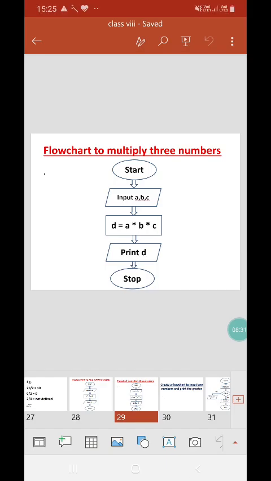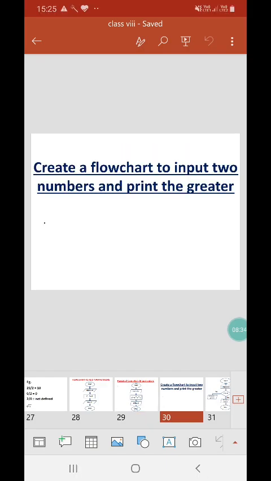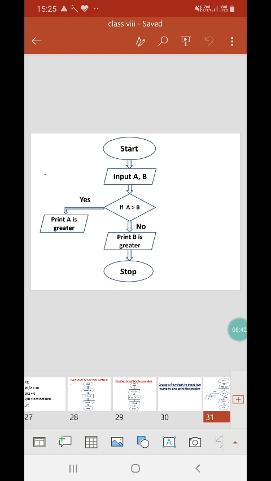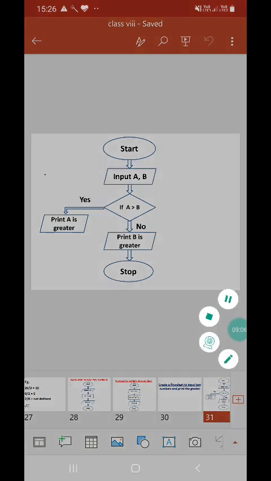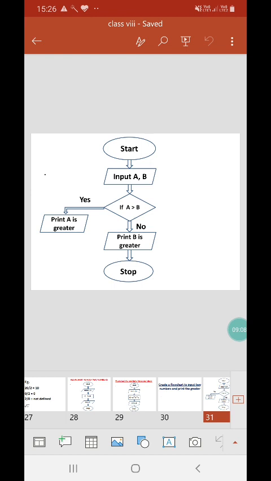Now coming to the next example, create a flowchart to input two numbers and print the greater. You have to create the flowchart for this. Now two numbers will be inputted in this program and the greater number will be printed. Okay, so I am starting the process. I am starting the flowchart at the top, then input two numbers A and B, and then the flow of data will reach a diamond shaped symbol which is called the test symbol or condition symbol.